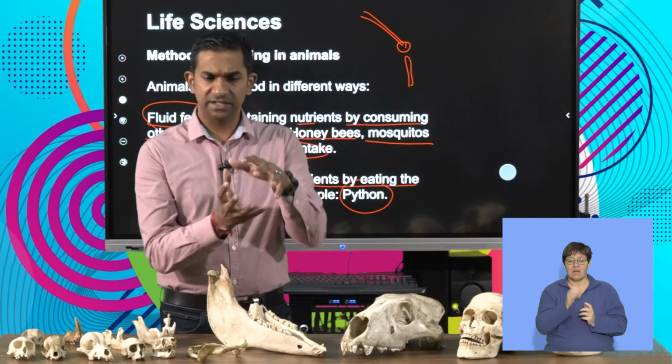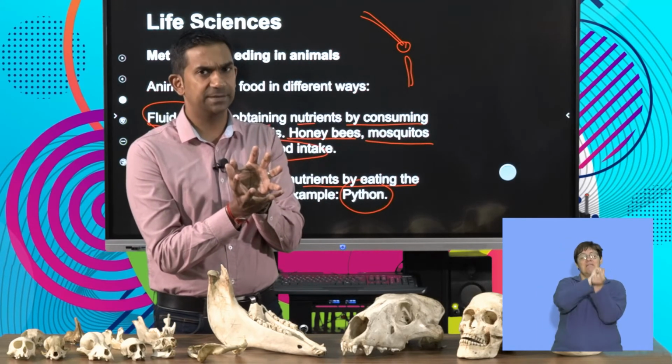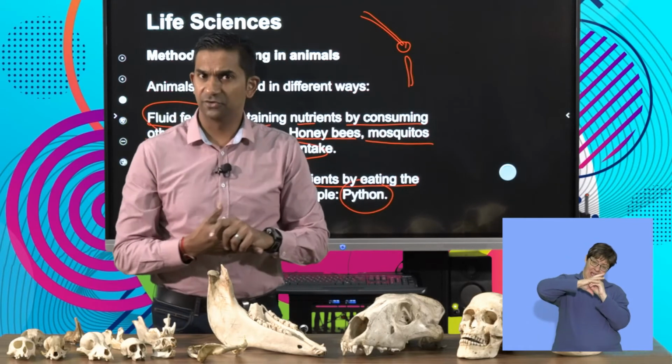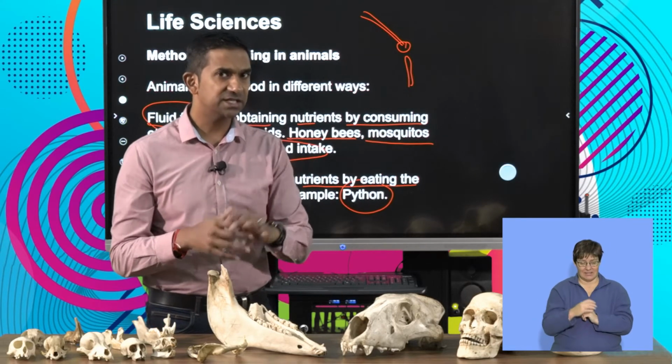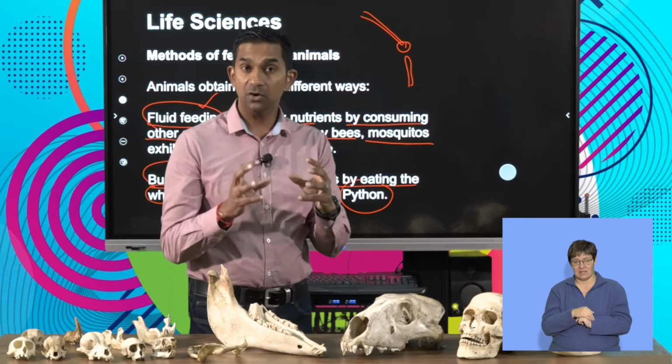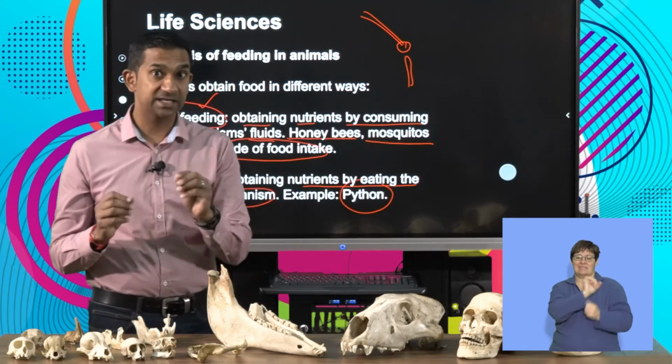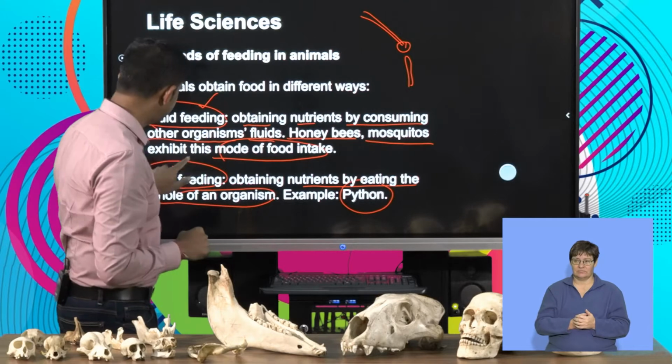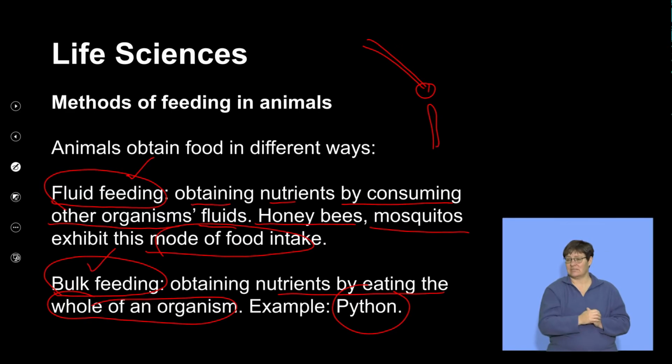So we know that their jaw structure is slightly differently adapted to most herbivores and carnivores. And that's an interesting example of being able to look at how different animals are adapted to accessing food. So bulk feeding is quite an interesting way of feeding.